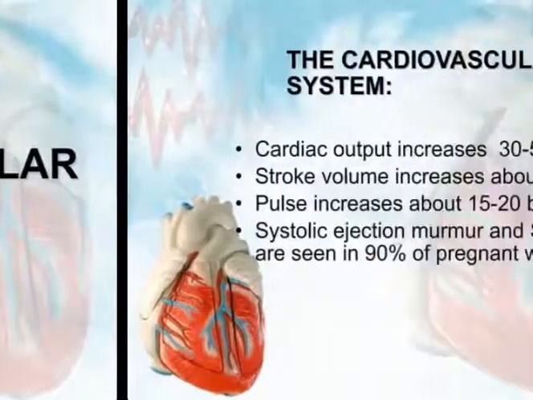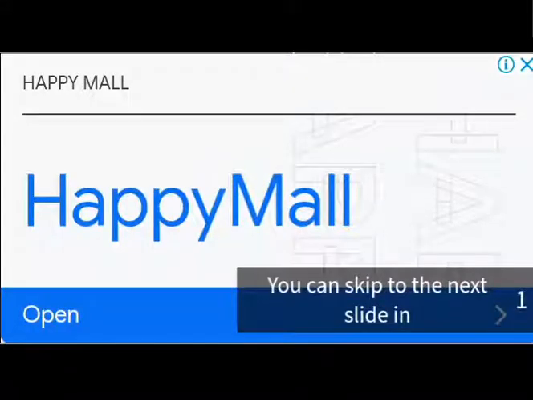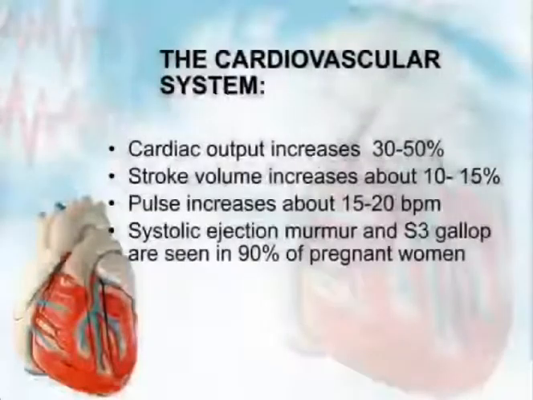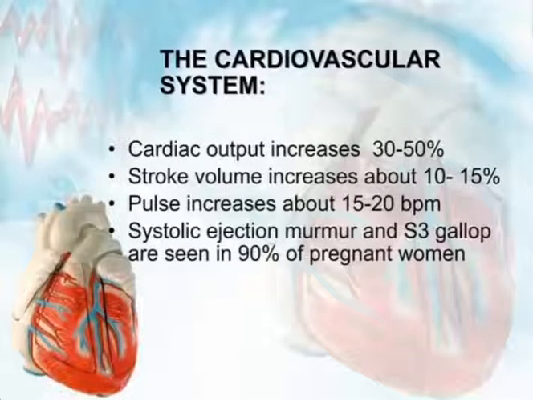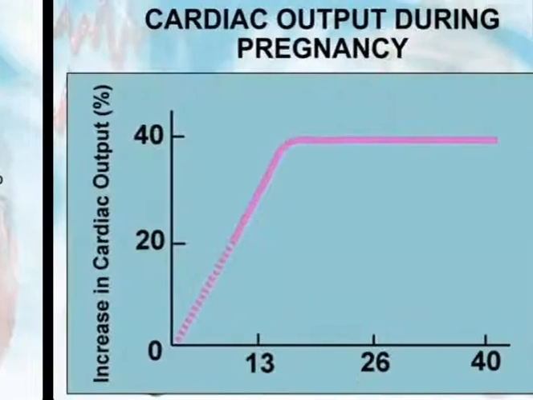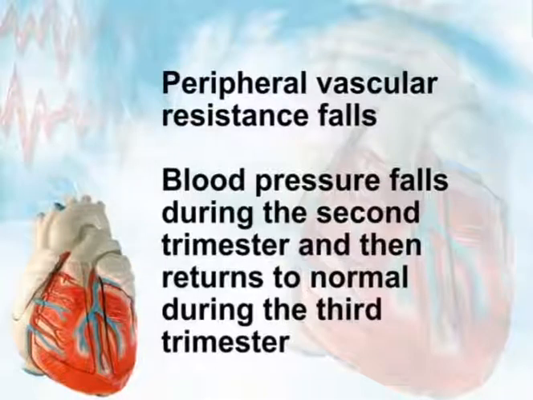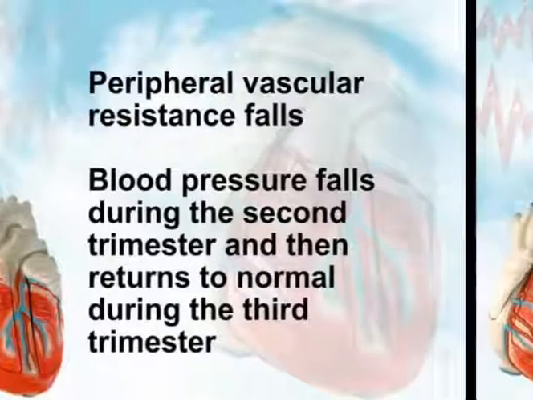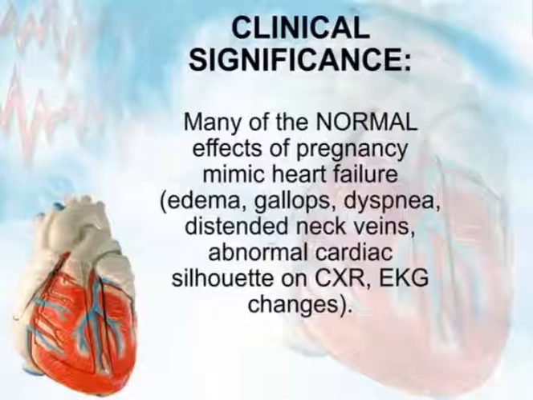The cardiovascular system. Here we can see the changes in the cardiovascular system: cardiac output increases 30 to 50%, stroke volume increases 10 to 15%, pulse increases 15 to 20 beats per minute, and the systolic ejection murmur and S3 gallop are seen in 90% of pregnant women. Peripheral vascular resistance falls. Blood pressure falls during the second trimester and then returns to normal during the third trimester.